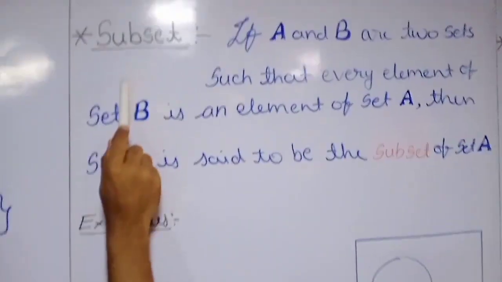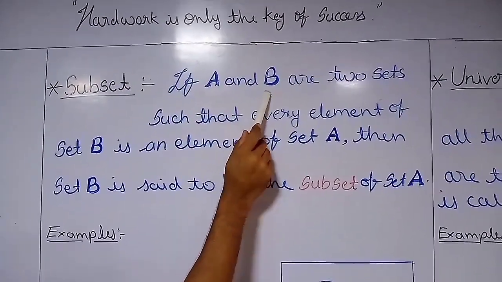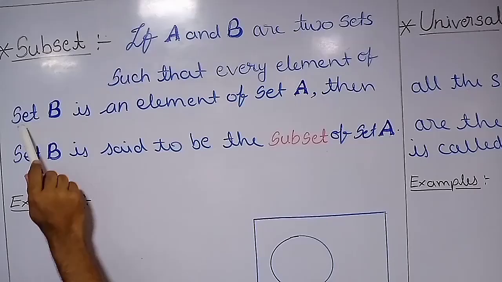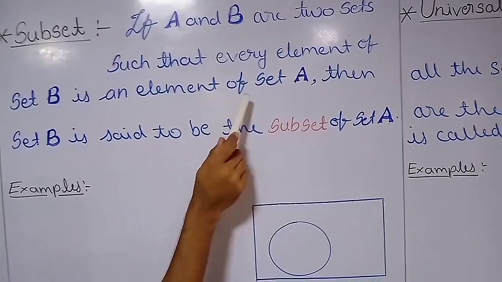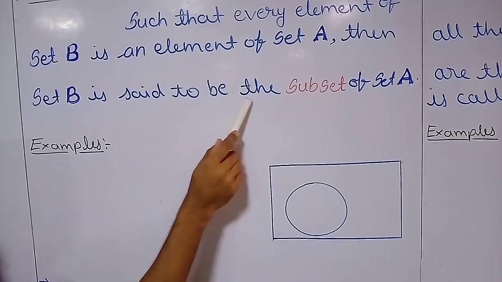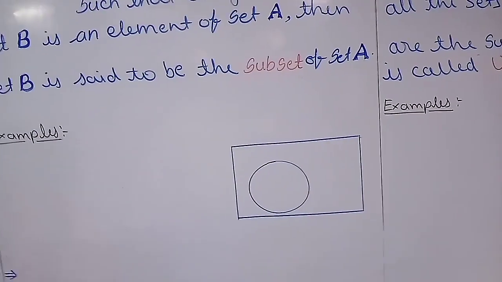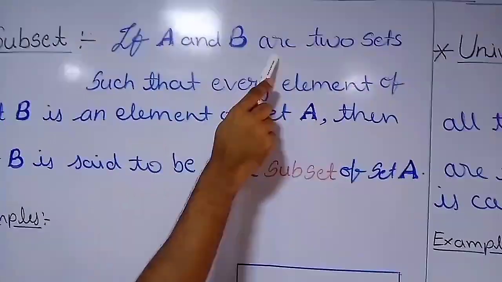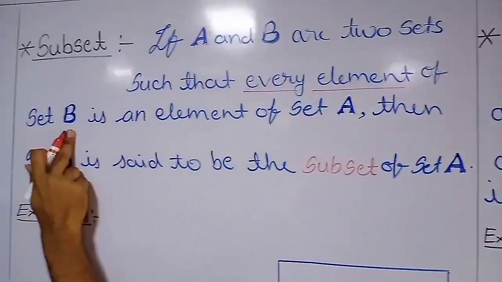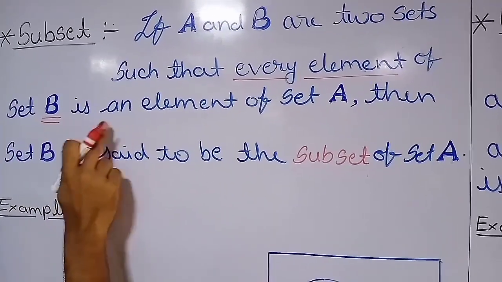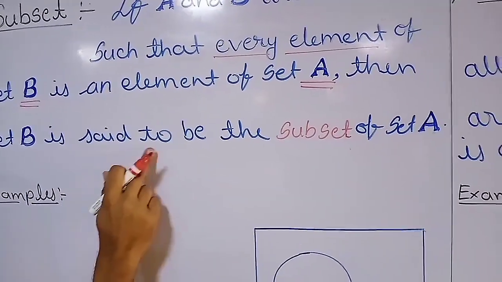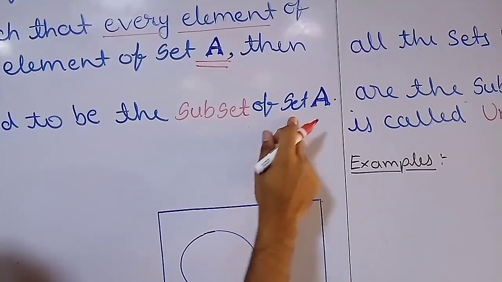The next concept is subset. If A and B are two sets such that every element of set B is an element of set A, then set B is said to be a subset of set A. Once again, if A and B are two sets such that every element of set B is an element of set A, then set B is said to be a subset of set A.